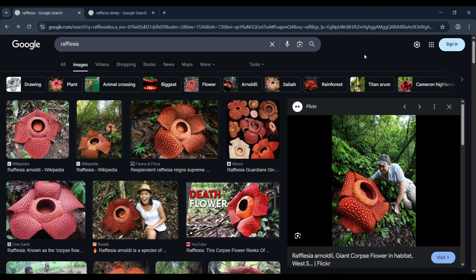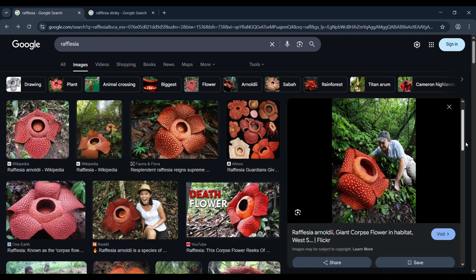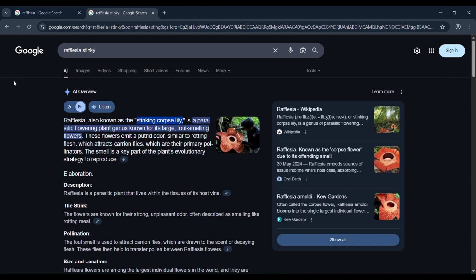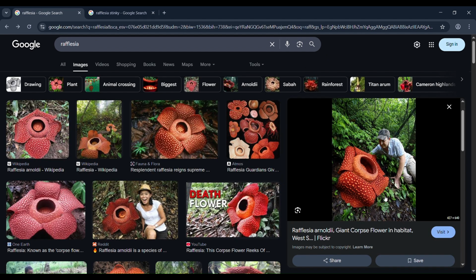And this is Rafflesia. Wow, look at the size of it. It's huge, humongous, and it's so beautiful. Look at the size. Remember, this is one single flower. It's always on the floor because it's a root parasite. And you know what? It's Rafflesia, also known as a stinking corpse lily. It's a parasitic flowering plant genus known for its large, foul-smelling flowers. How beautiful the flower is and how stinky.